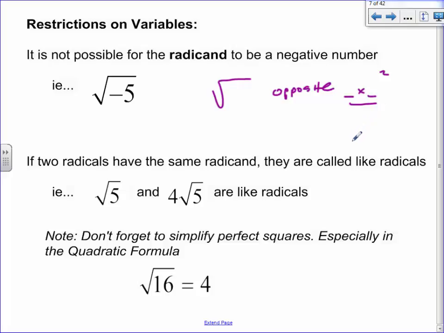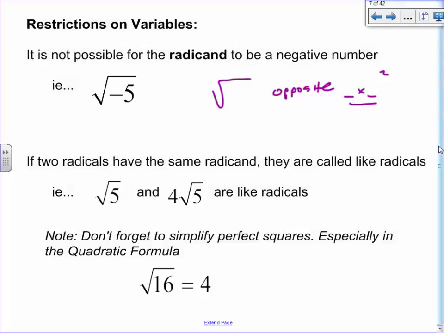Is it possible to take a number, multiply it by itself, and have it be negative? The answer is no. Positive times positive is positive. Negative times negative is actually also positive. So therefore, it's not possible to undo a squared sign with a square root and somehow have it be negative. It doesn't work.